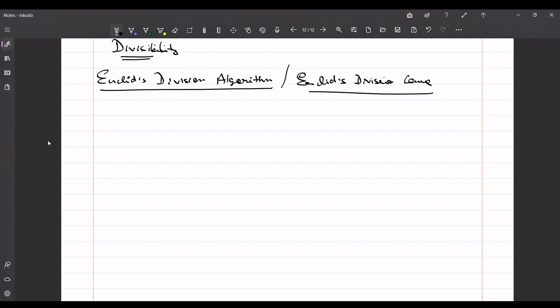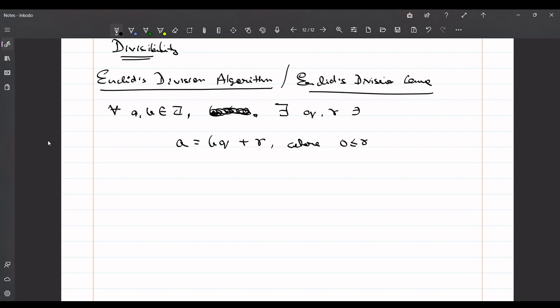So Euclid's division lemma says that for all integers a, b, when b is not equal to 0, or rather let me not take this into consideration at this moment, there exist q and r such that a can be written as bq plus r, where r is greater than or equal to 0 and less than b, and b needs to be positive. Okay, this is what we call Euclid's division lemma. Understanding this is pretty simple.